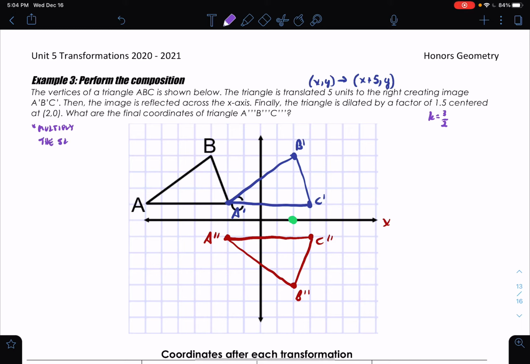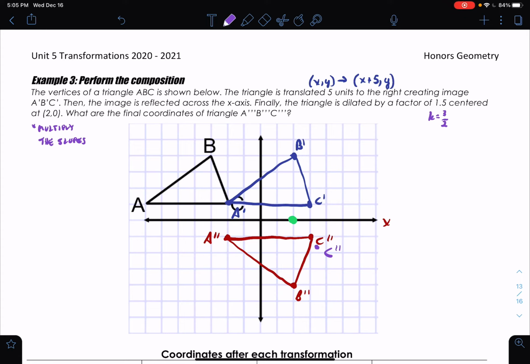Okay? So to get to C double prime, from my center of dilation, I go down 1, to the right 1. So if I multiply that by 3/2, I'm going to go down 1.5, to the right 1.5. And that's going to be the location of C double prime. I'm just manipulating my change in x and my change in y by 1.5. Okay, so what about to get to B double prime?